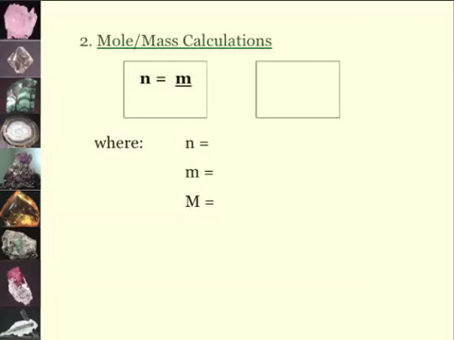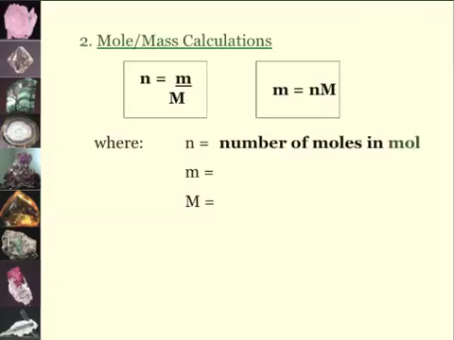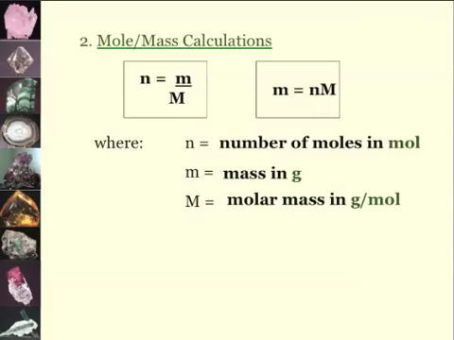Now, if we need to make calculations for molar mass or mole and mass calculations, okay? So the number of moles is going to be the mass divided by the molar mass, okay? Where if we need to find the mass, we're going to take the number of moles and multiply that by the molar mass, okay? Again, here, n is the number of moles in mol. That's the units that this is in, okay? m is the mass in grams, and the molar mass is in grams per mole, okay?